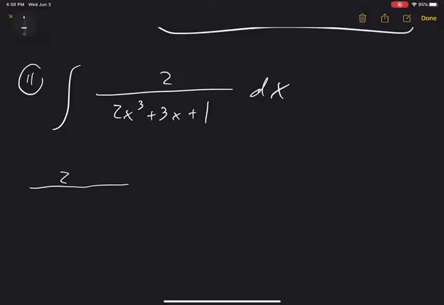Well, first thing to notice is I've actually written down the problem wrong, so it makes it a lot easier if I write it down correctly. It's 2x squared plus 3x plus 1. Okay, so this is now a bit easier to factor.